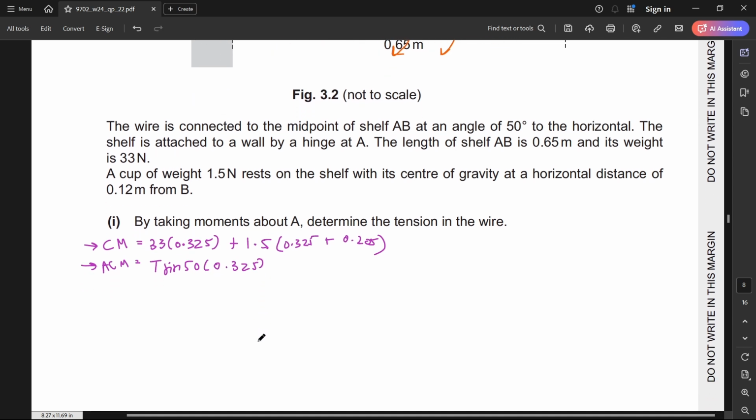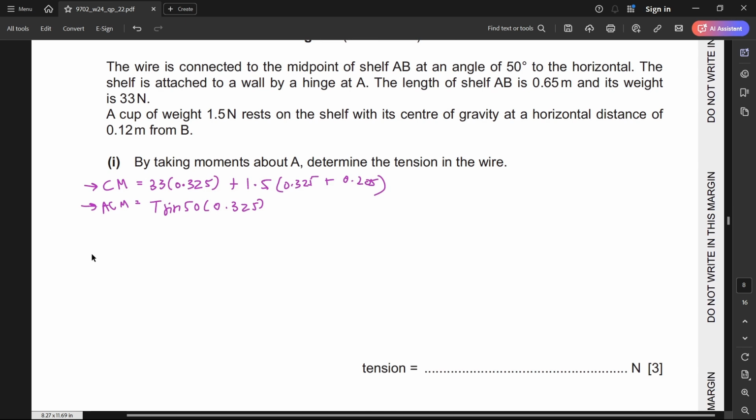And now, because the shelf is in equilibrium, I can say that my clockwise moment is equal to the anti-clockwise moment, which equals, if I do 33 into 0.325 plus 1.5 into 0.325 plus 0.205, it comes out to be 11.52. So 11.52 is equal to, what is sine 50 into 0.325? It is 0.3, no, 0.248964440 into T.